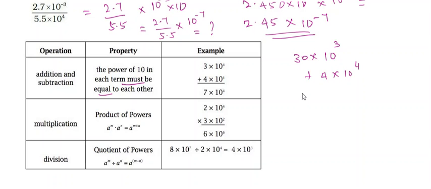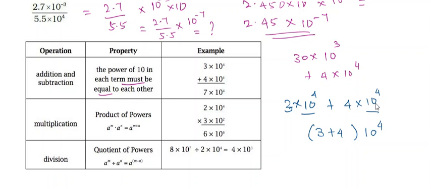So what you have to do? Convert this 3 into 10 power 4 and 4 into 10 power 4. Then 10 power 4 being common, you can write it this way: 3 into 10 power 4 plus 4 into 10 power 4. So 10 power 4 being common, that can be taken outside the bracket. Then you have 3 plus 4.